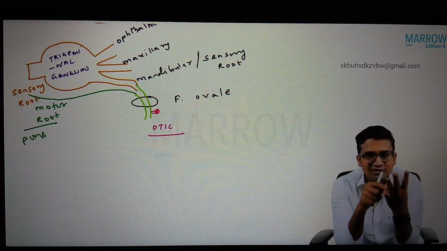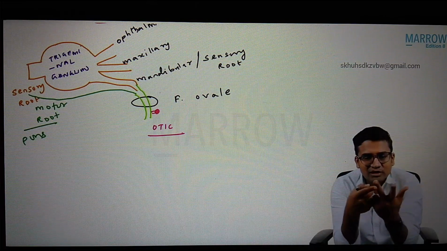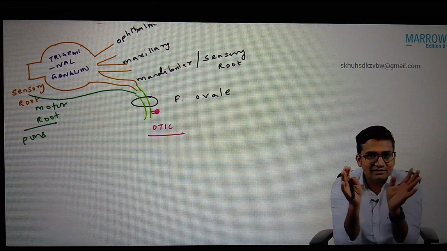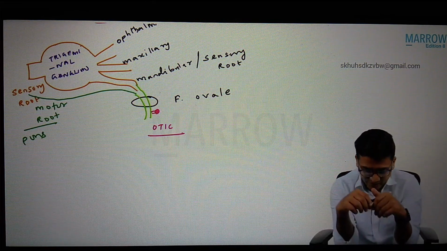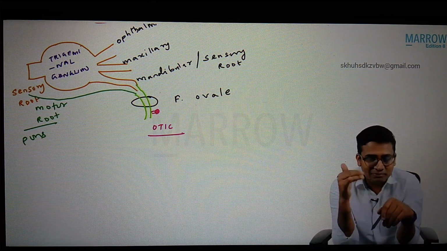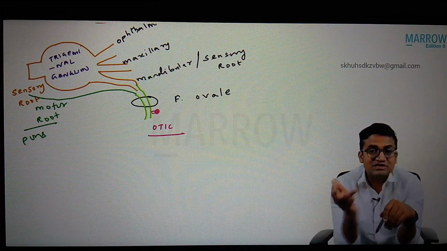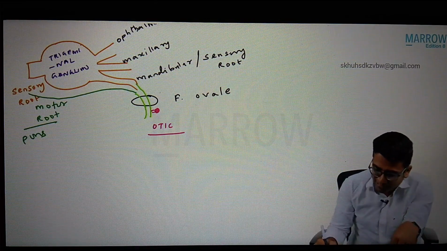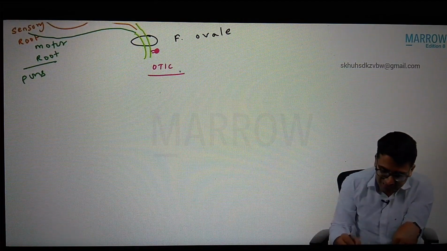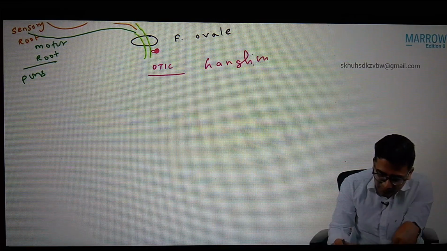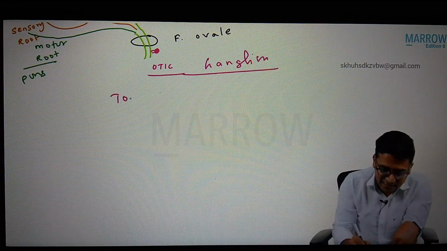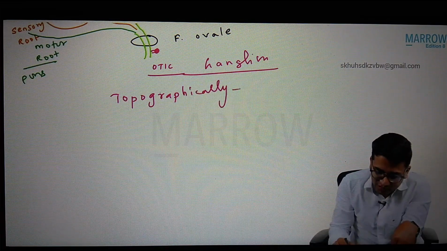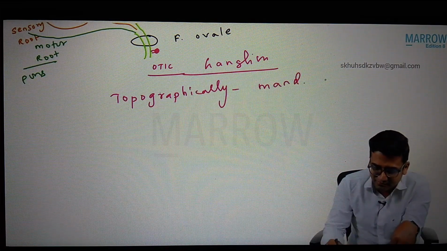Again, we have 4 parasympathetic ganglia: otic ganglion, submandibular ganglion, the pterygopalatine ganglion, and the ciliary ganglion. From the parasympathetic ganglia, we are getting questions in the recent exams. Okay, so now we have the otic ganglion, the parasympathetic ganglion, attaching to the trunk of the mandibular nerve. So please write the heading, otic ganglion. Topographically, anatomically attached to which nerve? Topographically, the otic ganglion is attached to the mandibular nerve.